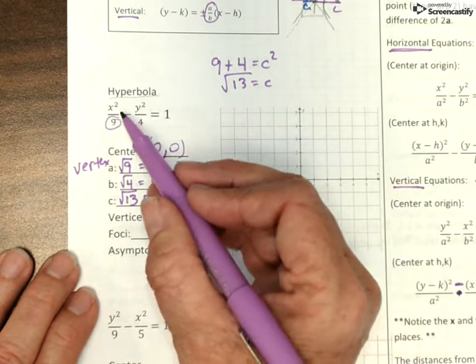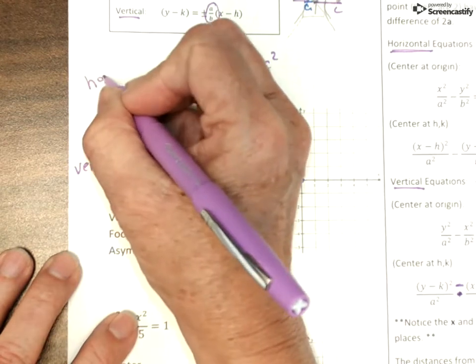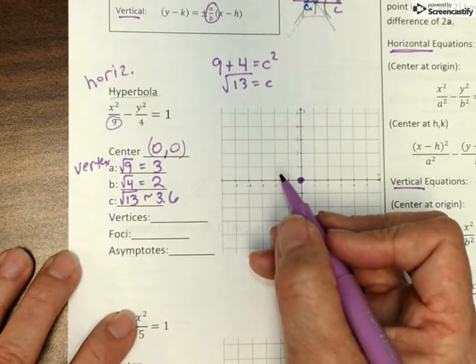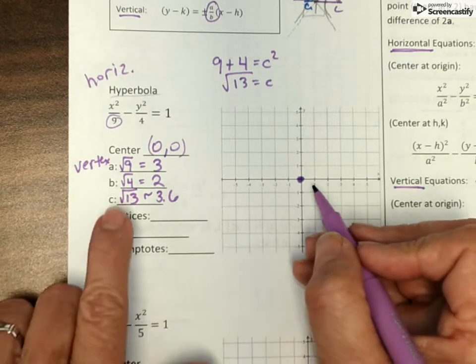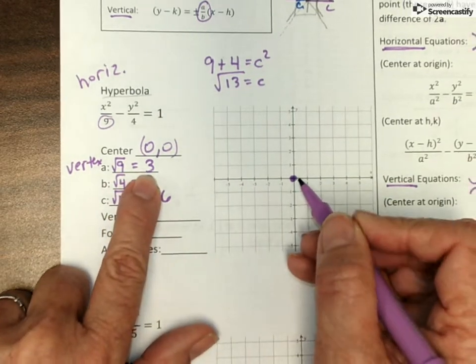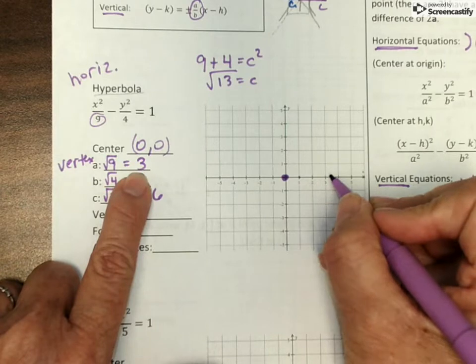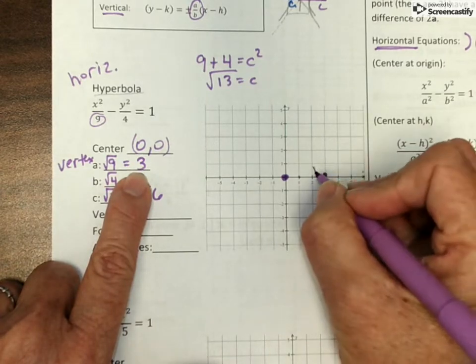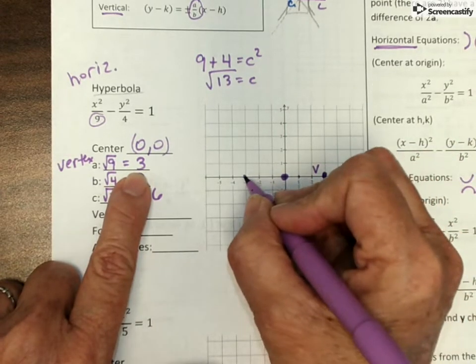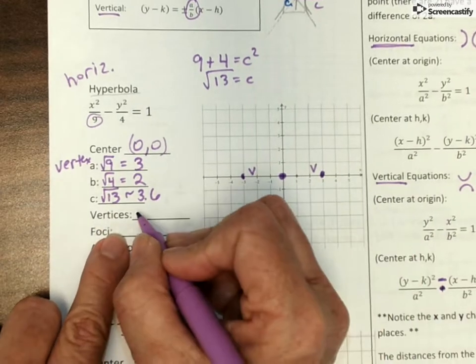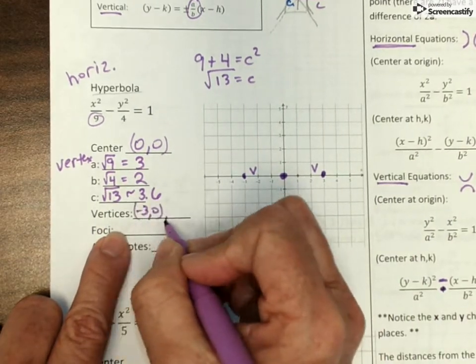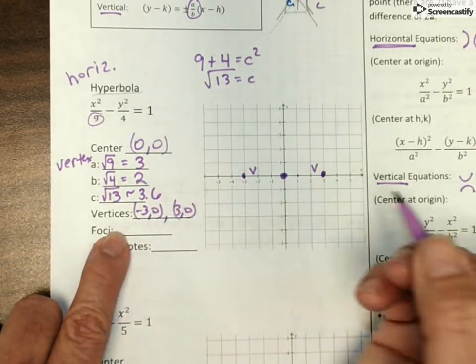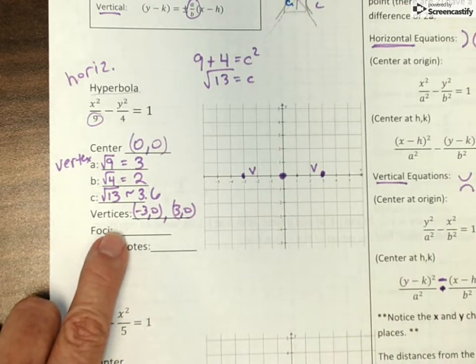Now since this was a horizontal, we probably should write that, this is horizontal. So that means it opens to the right and left. So I need to go right and left by 3 units to get the vertex. 1, 2, 3. There is a vertex. 1, 2, 3. There is a vertex. So at -3, 0, and at +3, 0, I have my 2 vertices.